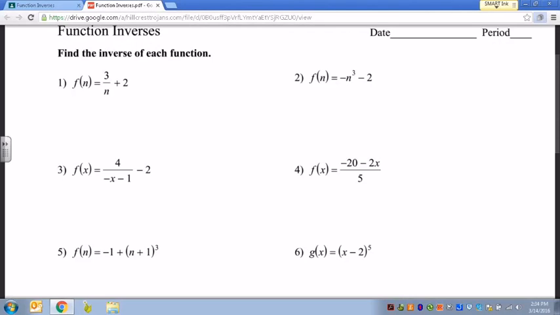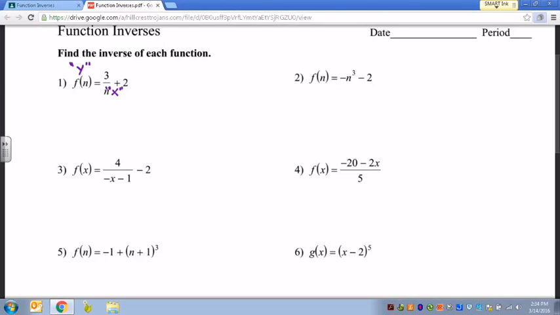All right, so number one, for example. Notice how it says f of n equals 3 over n plus 2. So the goal is that we need to switch our x term and our y term. Meaning, the function, so f of n, that'd be considered a y term, right? Because that's the range or my output, whatever I get. And it says f of n, so n would therefore be my x term, okay? So for the purposes of this video, when I do this, I'm going to call n x, and I'm going to call f of n y.